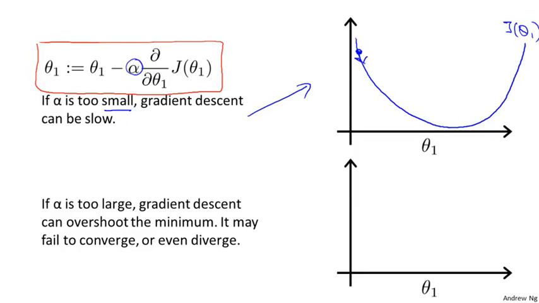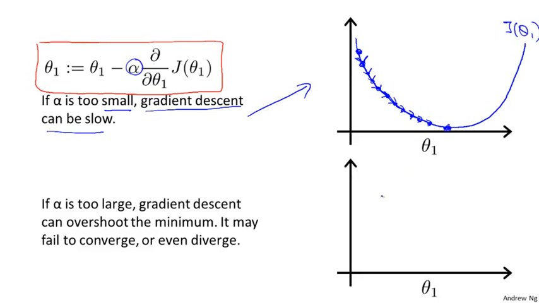Then from this new point, I'm going to take another step, but if alpha is too small, I'm going to take another little baby step. So if my learning rate is too small, I'm going to end up taking these tiny, tiny baby steps to try to get to the minimum, and I'm going to need a lot of steps to get to the minimum. And so if alpha is too small, gradient descent can be slow because it's going to take these tiny, tiny baby steps, and so it's going to need a lot of steps before it gets anywhere close to the global minimum.